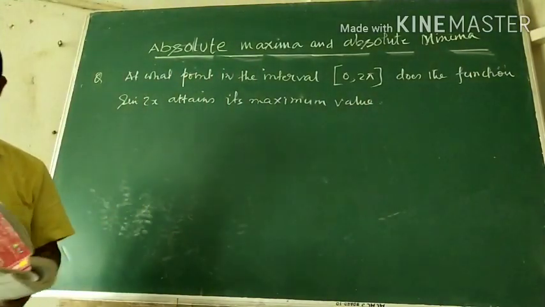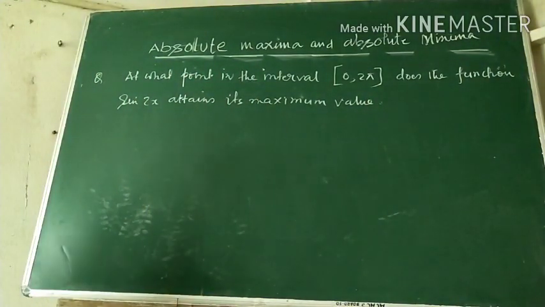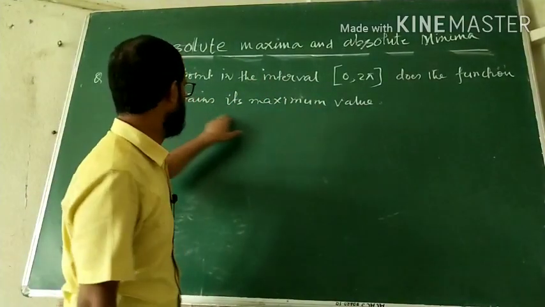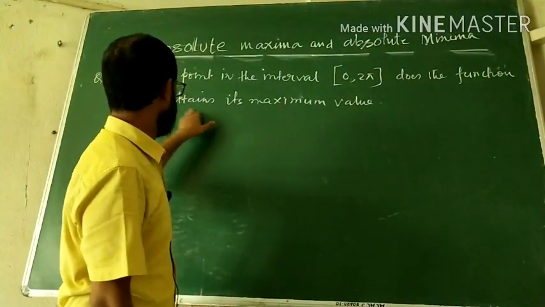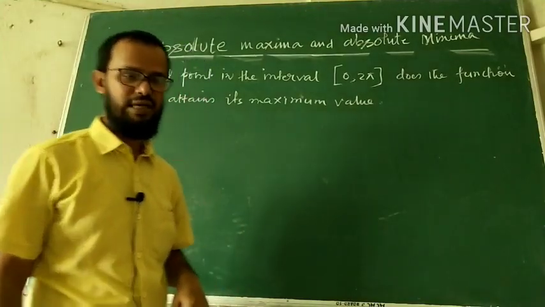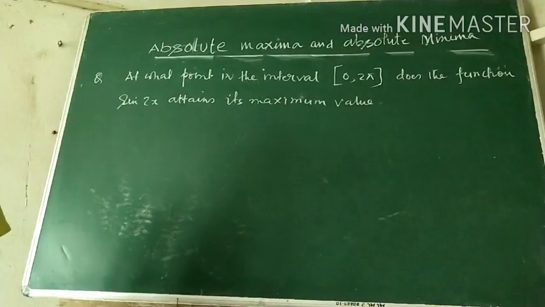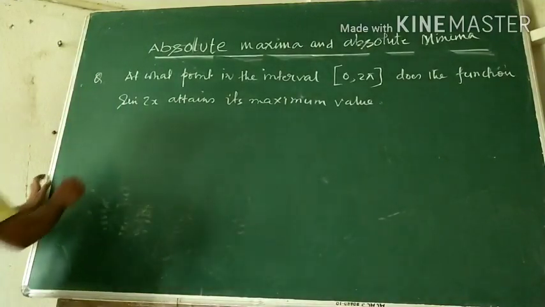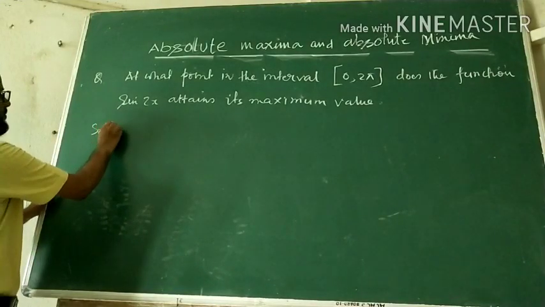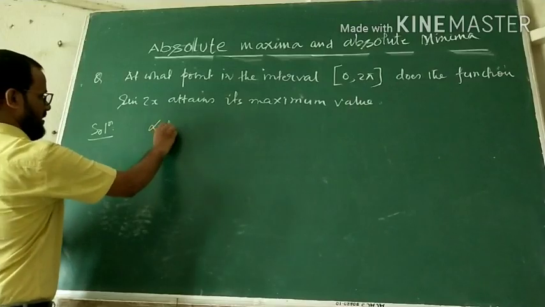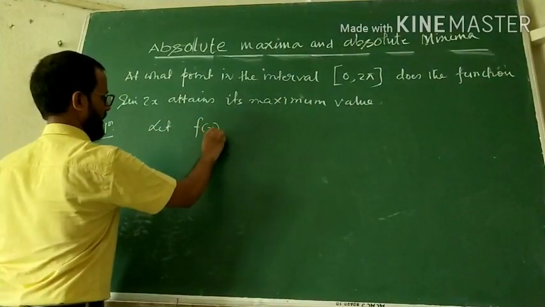Its maximum value. Okay. So here this function is directly given: at what point in the interval 0 to pi does the function sin 2x attain its maximum value? Since the function is defined in the closed interval [a, b], here you have to find the absolute maximum value, and at what point the absolute maximum value is attained, that's what you have to find. Let us define the function. Let f(x) equal to sin 2x.